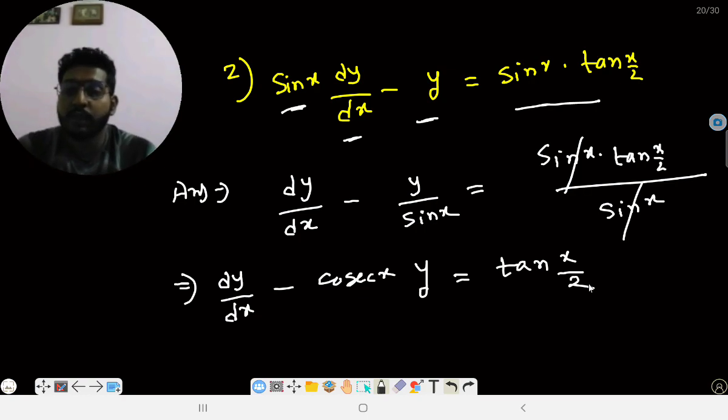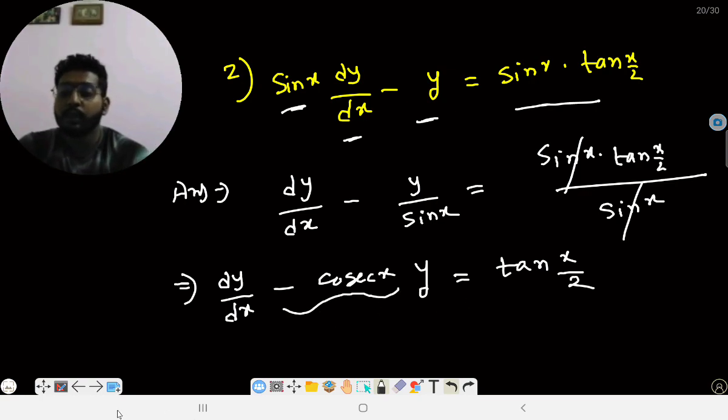Okay, now this is a linear differential equation. So from here you can see the value of p. What is the value of p here? The value of p here is minus cosec x. Done. Now how to solve this?